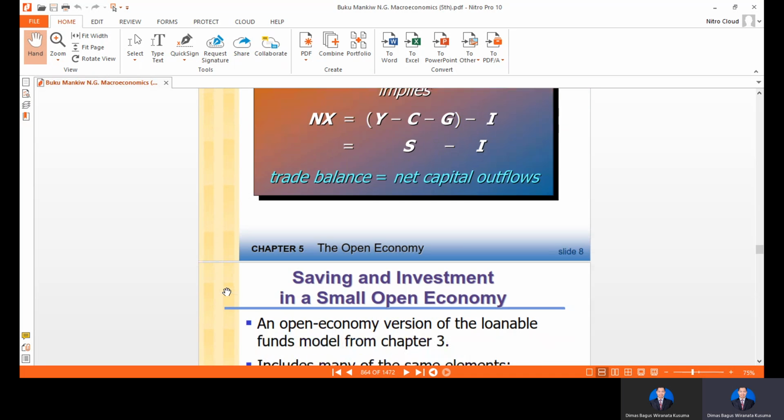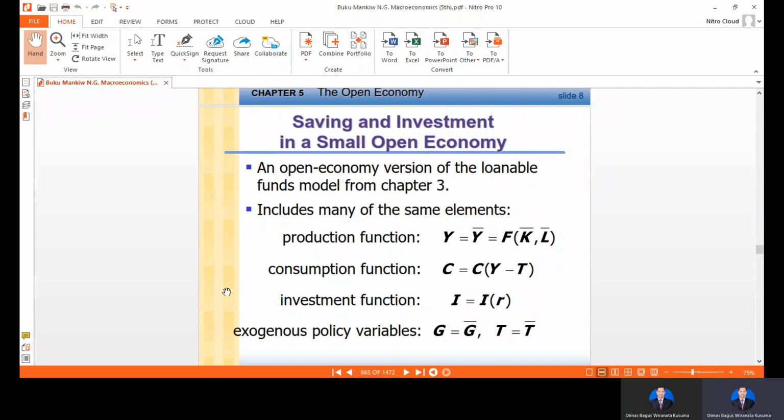And here we have saving and investment in a small open economy. An open economy version of the loanable funds model includes many of the same elements. You have learned before that the production function is Y as a function of capital and labor, the consumption function is consumption as a function of Y minus tax, and the investment function is a function of the real interest rate. The exogenous policy variables are government spending and taxes.